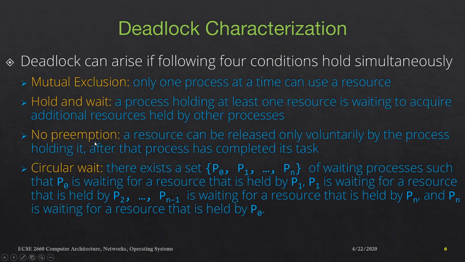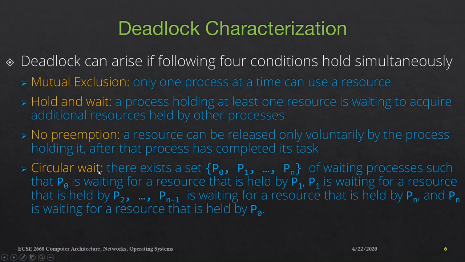Now, these three are classified as indirect deadlock conditions. They are slightly different from the fourth one over here, circular wait. It is a direct way to comment on whether we have a deadlock or not. We still have to verify a few things, but this is classified as a direct condition.